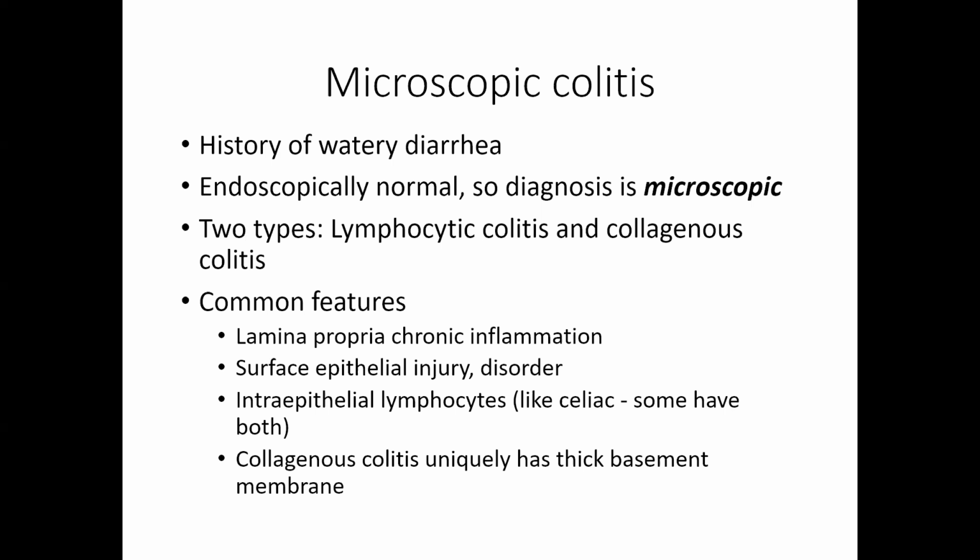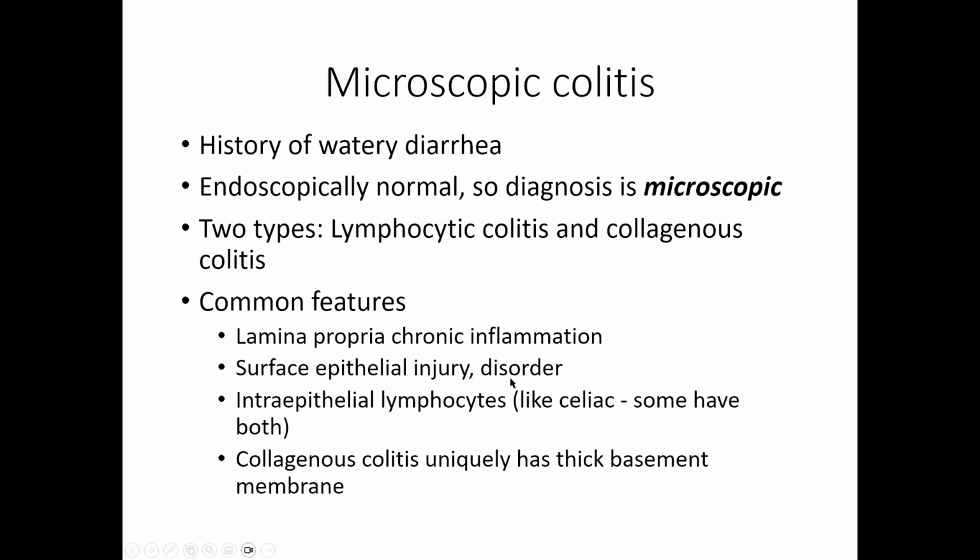The classic clinical correlate is a patient with watery diarrhea, and of course these individuals have endoscopically normal mucosa, so the diagnosis is microscopic, hence the name. I've shown you collagenous colitis, but there's also lymphocytic colitis, which is essentially the same disease histologically, except it lacks those changes in the basement membrane. They have increased lamina propria chronic inflammation, which tends to be more prominent superficially, but in some cases it's kind of pan-mucosal.